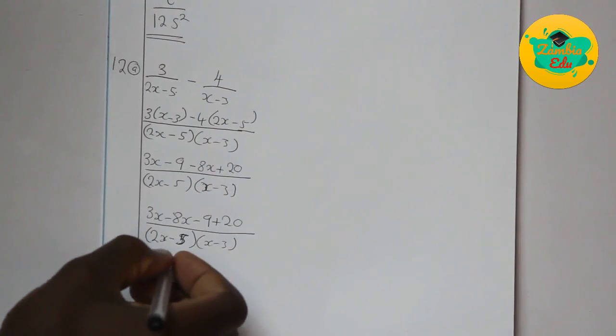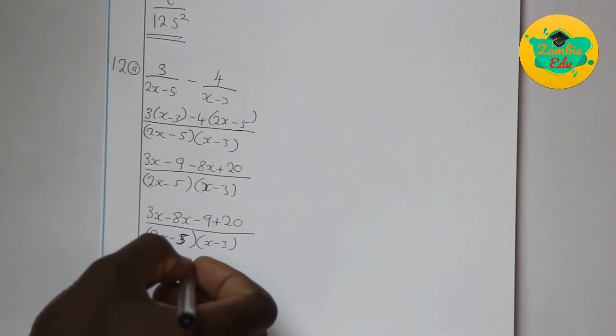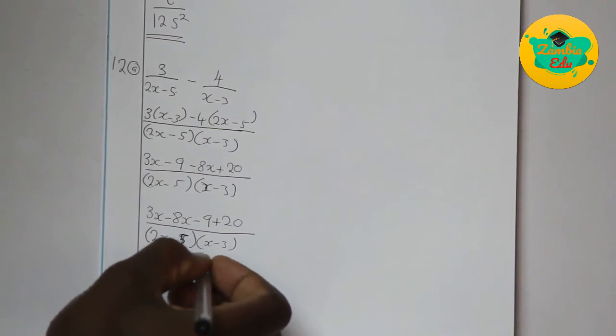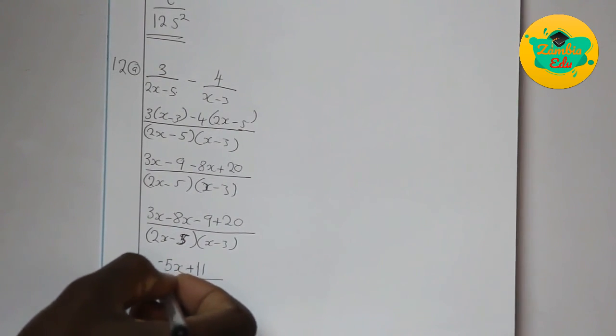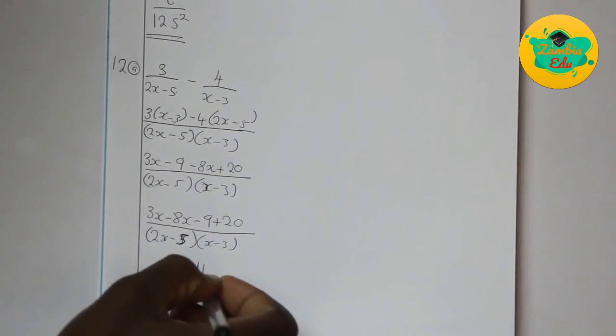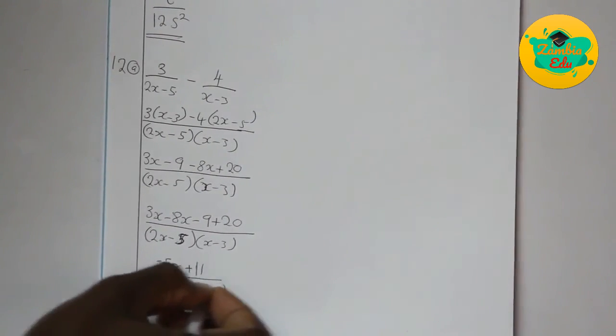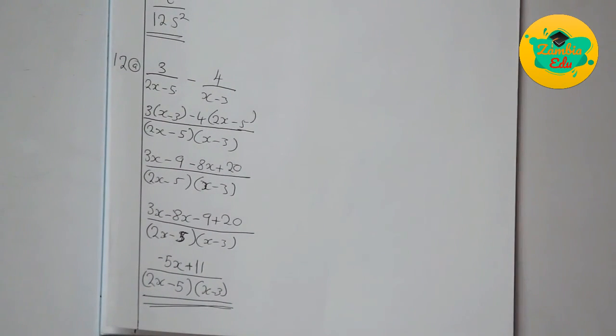Subtract that, get negative 5x plus 11 over 2x minus 5, x minus 3 as your answer. That marks the end of the 2018 paper in terms of answering the algebra questions that came.